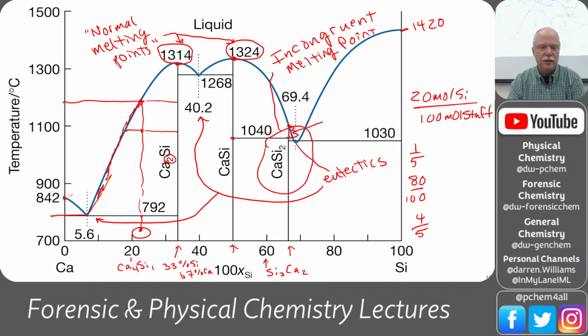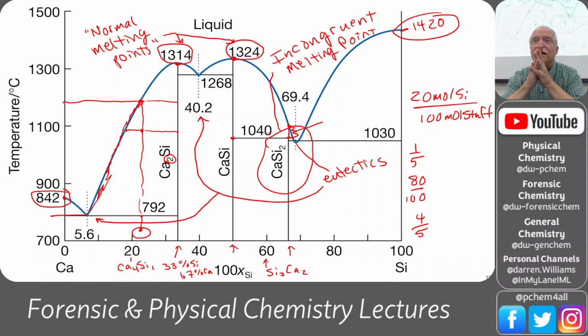Four of these substances have normal melting points: the pure calcium, pure silicon, pure Ca2Si, and pure CaSi. And then this is the only weird one. CaSi2 has incongruent melting. Okay, so that's as complicated as it gets for the binary solid-solid phase diagrams.